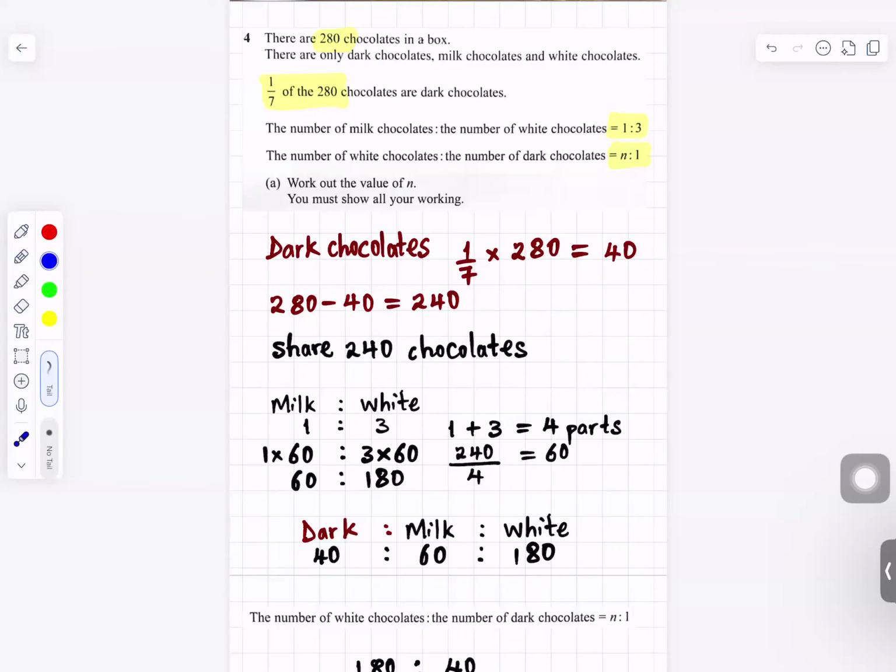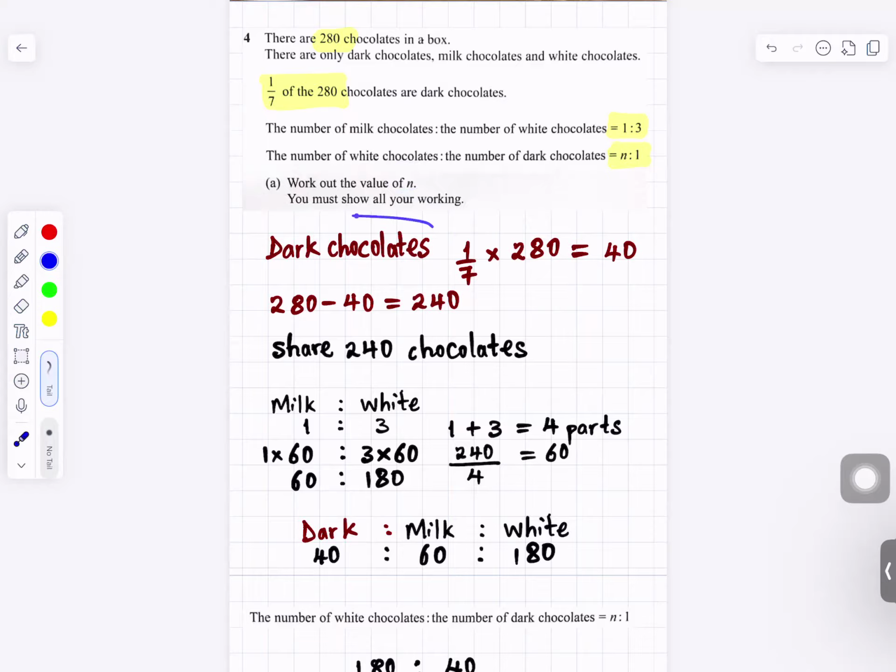Question number 4. There are 280 chocolates in the box. There are only dark chocolates, milk chocolates, and white chocolates. 1/7 of the 280 chocolates are dark chocolates. The number of milk chocolates to the number of white chocolates is 1:3. The number of white chocolates to the number of dark chocolates is n to 1. Work out the value of n. You must show your working.